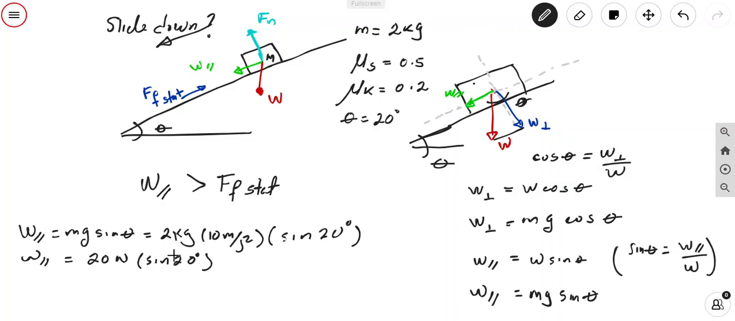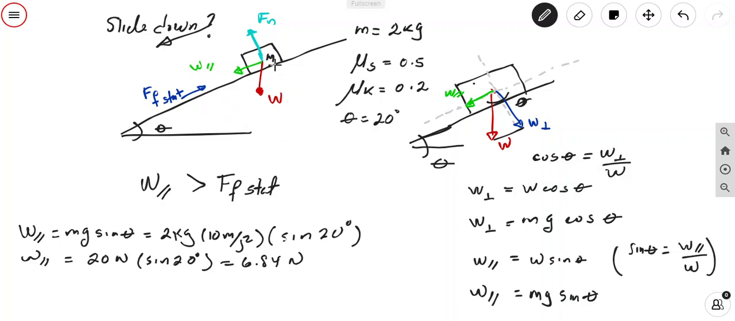So let me pick up a calculator now. We have the sine of 20 degrees, that is equal to 0.342, times 20. This is 6.84 newtons.